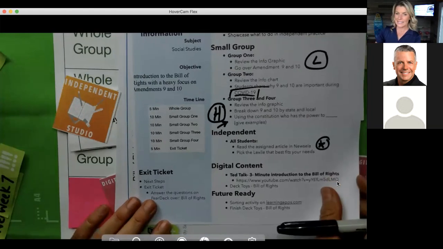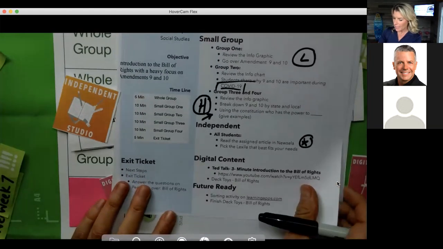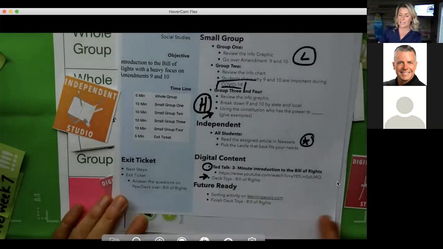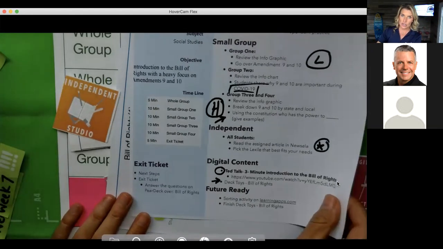My digital content, I added in a video, a 3-minute TED Talk video about the Bill of Rights, and I watched it. It's quick, it's short, and to the point. I don't want to bore them, but I want them to actually have time to go back and review it. When they're done watching that video, they're going to start working on deck toys.